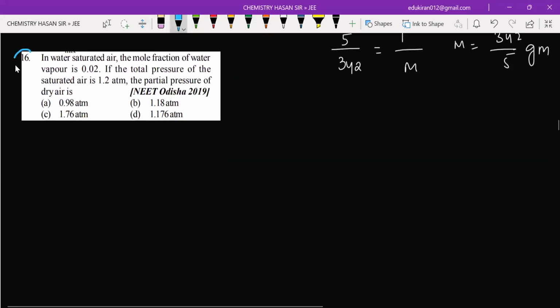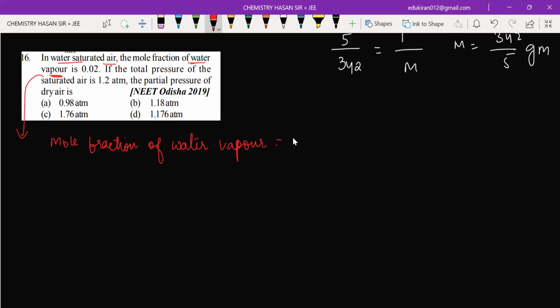Okay. So this is the question which I think you were not able to solve. Yes, this was the question. Will you be able to answer this? See, the solution is quite easy. In water saturated air, the mole fraction of water vapor, that means in gaseous state, is 0.02. So I'm going to write: mole fraction of water vapor is equal to 0.02.